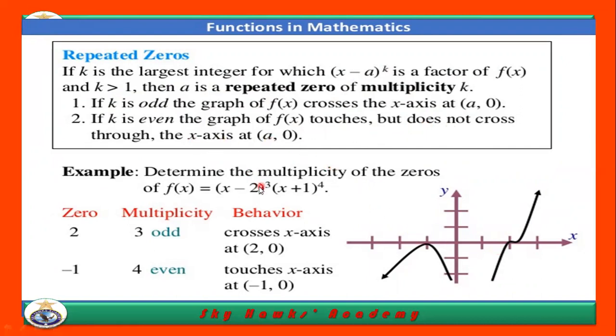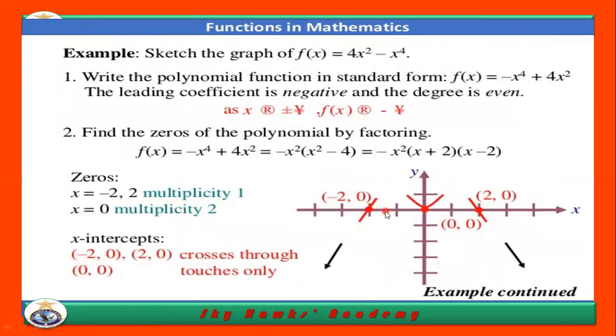So you can see this. Determine the multiplicity of the zeros. So just like that, the zero has multiplicity 2 because we have 2 factors. Odd is the power. Multiplicity 3 is odd, so the behavior is that it crosses the x-axis at 0, 1, and minus 1. 4 is even, and it touches the x-axis at this point. So you can see this one. So these are the examples. You can solve these because it's very simple.